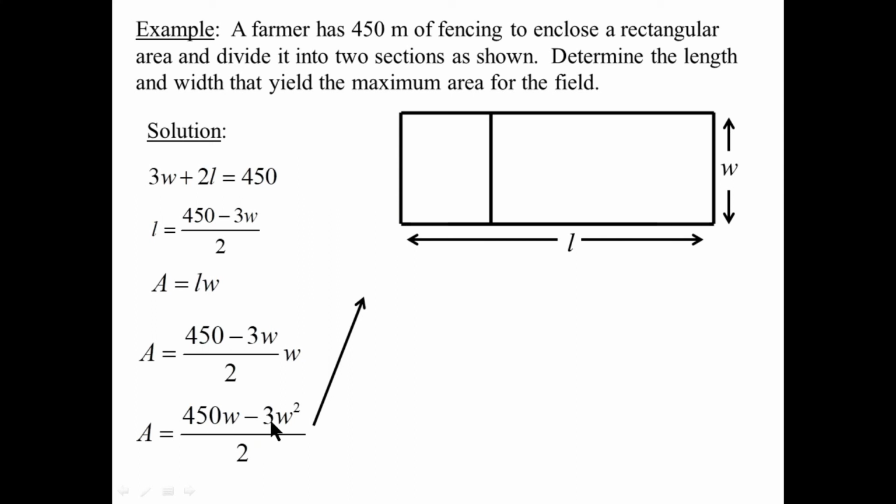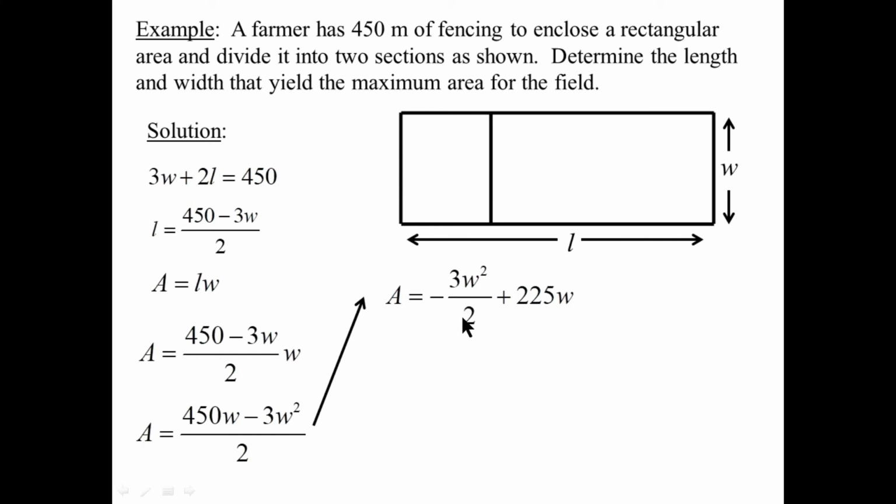And we can split a 2-term numerator into 2 pieces. This could be minus 3W squared over 2 plus 450W over 2. So it's minus 3W squared over 2 plus 450 over 2 is 225W. And here we have our quadratic. It's a parabola. It opens down. It therefore has a maximum value. And that maximum value is always the same, negative b over 2a.